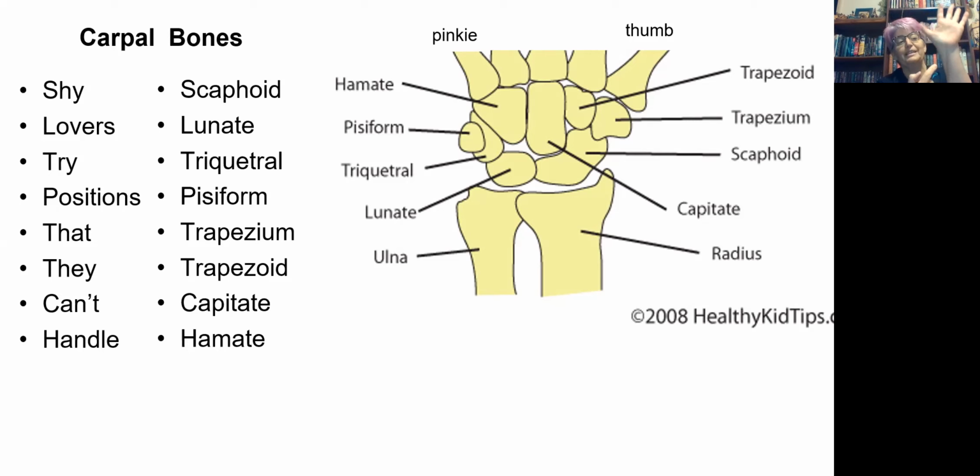So just remember trapezium is right at the bottom of your thumb, trapezium, thumb, okay? Whichever one works for you, memorize that one and use that one.